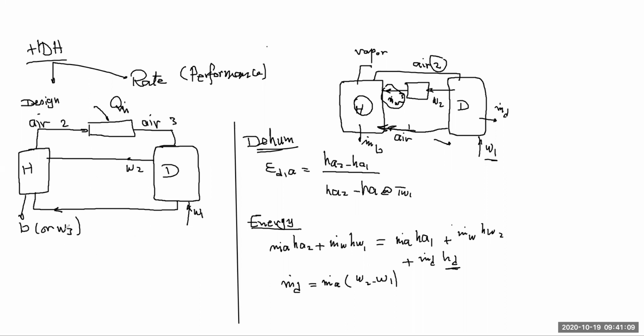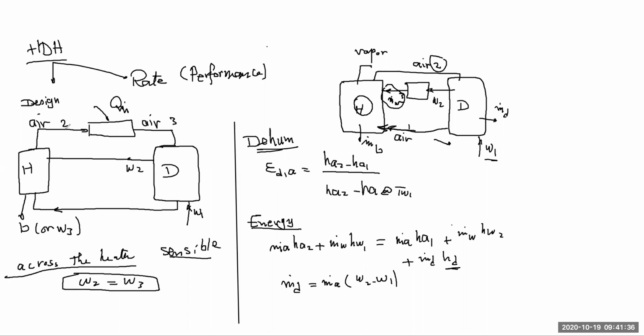So what would happen here is that across the heater, heating is sensible heating only. Remember that. Which means that omega 2 and omega 3 are the same. This is a key for solving this problem. The mass of the water vapor carried by the air did not change. I heated it, but I did not add by condensation. I did not take something out by evaporation. This is only sensible heating for the air.